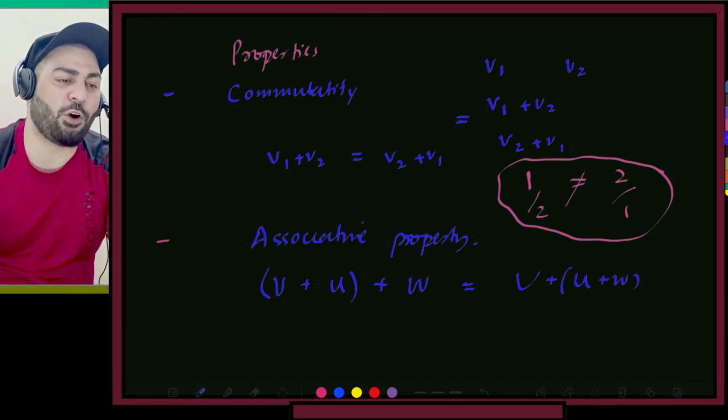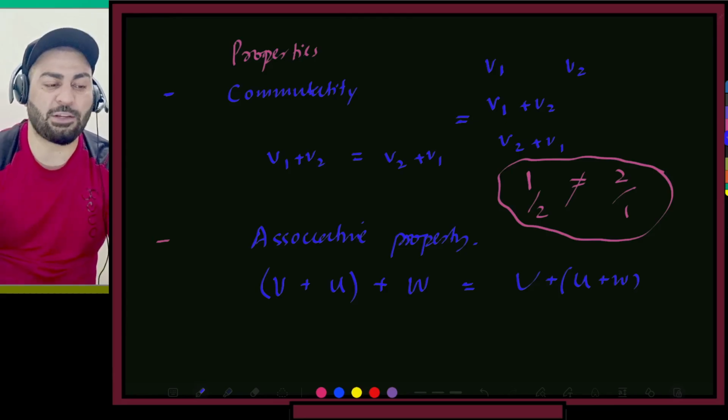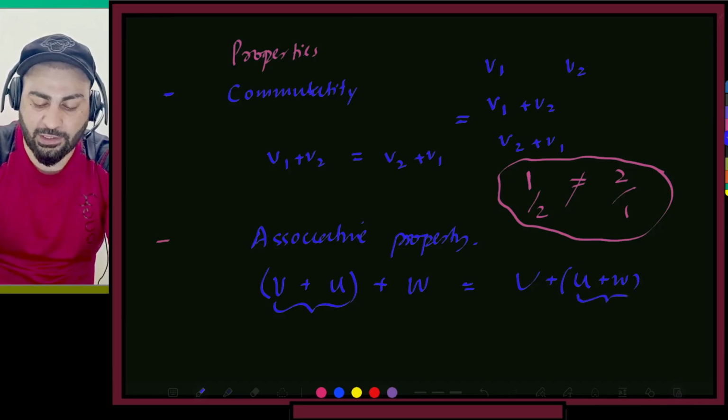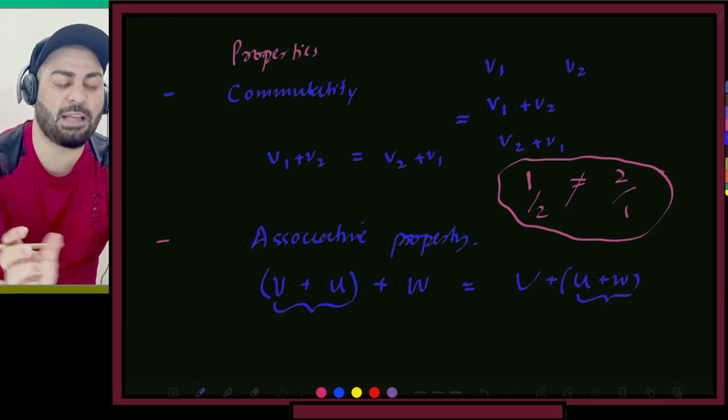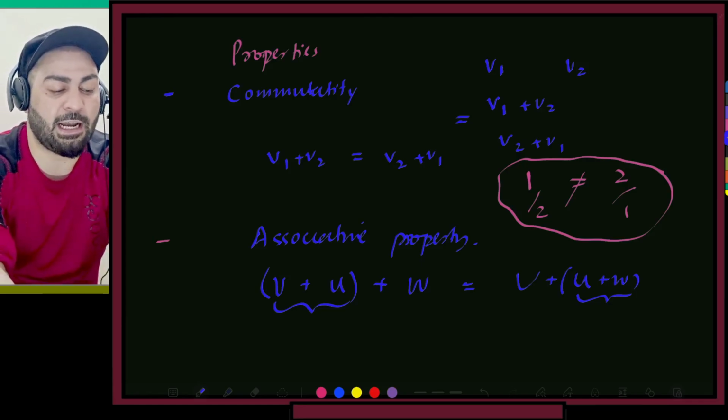Now you have to choose a certain order to add these vectors. If somehow that doesn't matter, then we can associate any two vectors. You associated u and v here, and here you associated u and w first, and still the answer came out the same. So this is called associativity. Here I'll pause for a second. I'll take your questions. Yes.